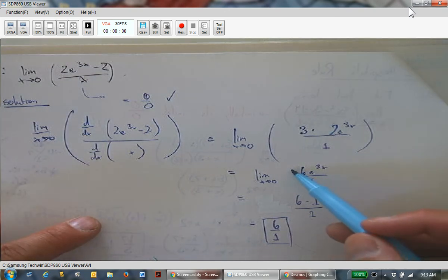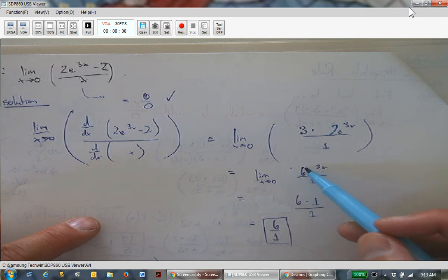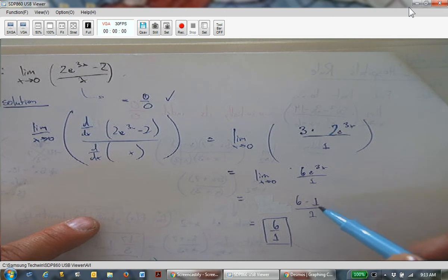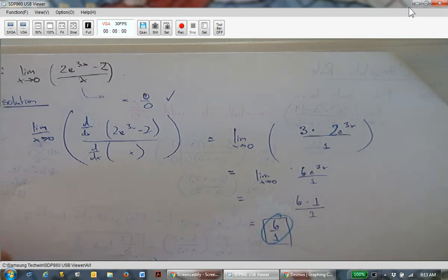And you have this statement over here. You plug in 0. So 6 times e to the 3 times 0. That's going to be e to the 0th power, which is just 1. 6 times 1 is equal to 6 divided by 1. Your answer should be 6 over 1.